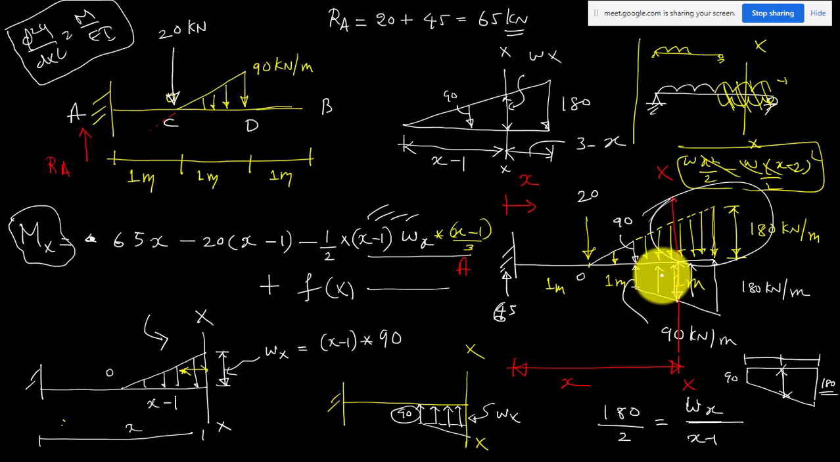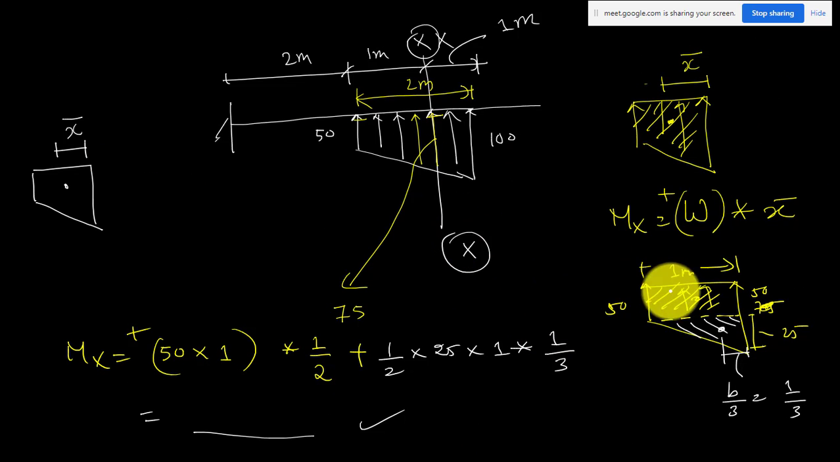You have to spend some time, because this is not numerical. It is in terms of X and all, so you have to spend more time. So the concept is only this much. This is how you have to write the moment. Okay, so, you try it.